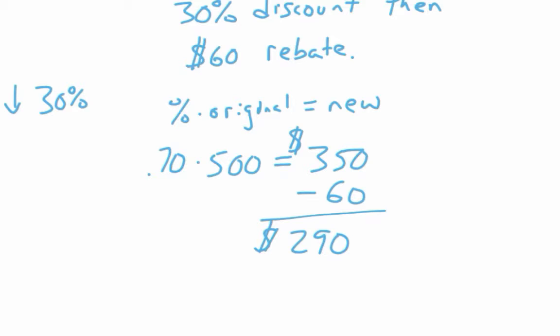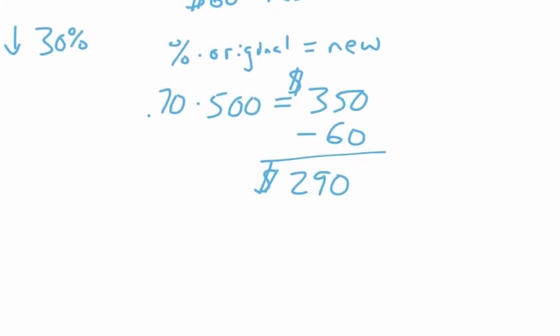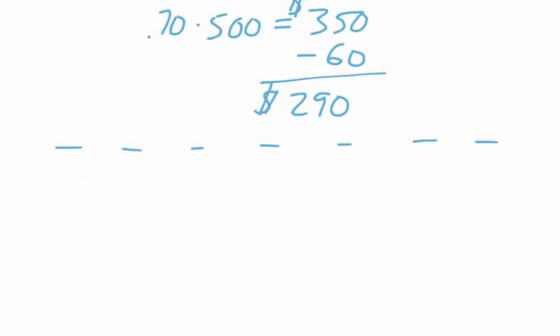Now for this, when we have a percent and then a certain amount of money, is the order going to matter there? We know it doesn't if you have 2 percent changes. But if we were to do this in the other order, we start out with our $500, and then we subtract our $60 for our rebate. So that gives us a total of $440.